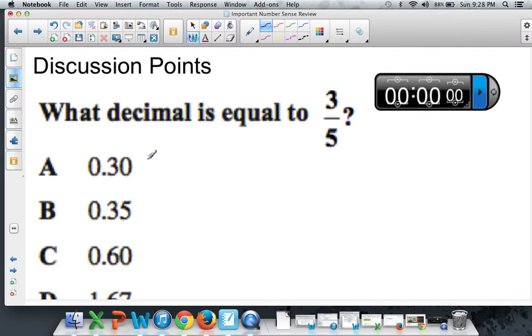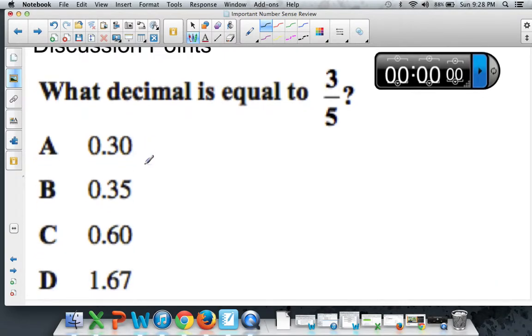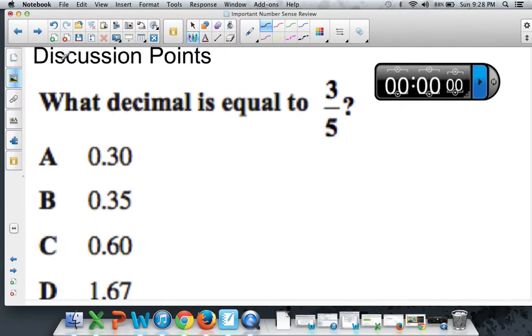Let's look at our discussion point. What decimal is equal to 3/5? I actually taught you how to figure this out in video 1, part 1. Let's see if you remember. If not, you have something to talk about in class.